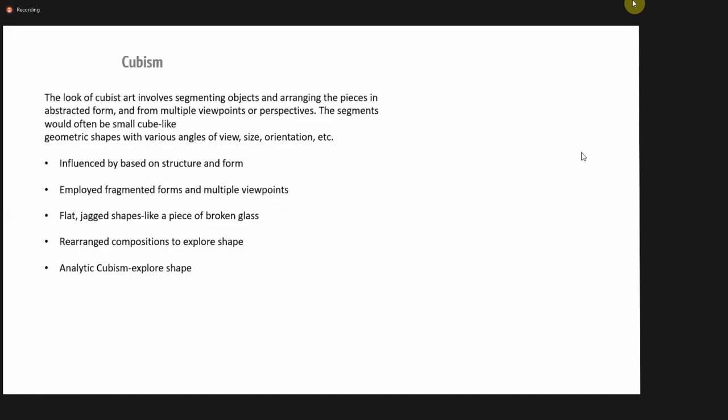And the next art movement is Cubism. This is the very famous art movement of all time, I guess. This involves segmenting objects and arranging the pieces in abstracted form and from multiple viewpoints and perspectives. They would often be small cube-like, geometric shapes, with various angles, views, sizes, orientations. It is influenced by structure and form, employed fragmented forms and multiple viewpoints, flat jagged shapes like pieces of broken glass, rearranged composition, exploring shape, analytic cubism.